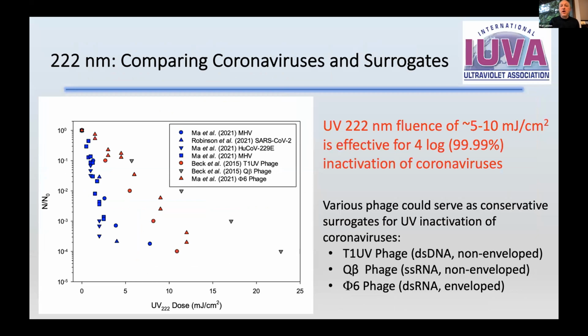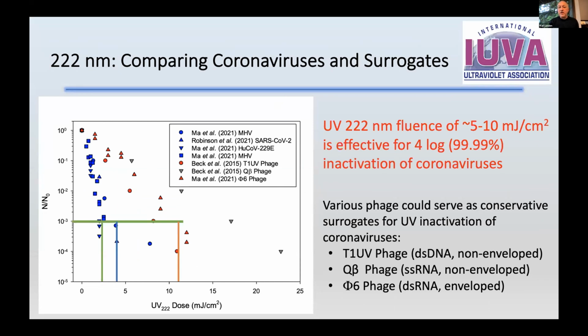And lastly, just comparing coronaviruses specifically just to the surrogates, looking at SARS-CoV-2 as well as murine hepatitis virus, we see that the UV222 fluence, again, is very low, very low doses for high levels of inactivation, for 3-log, less than 5 millijoules for these coronaviruses here. And these phage surrogates can be used to represent these viruses.